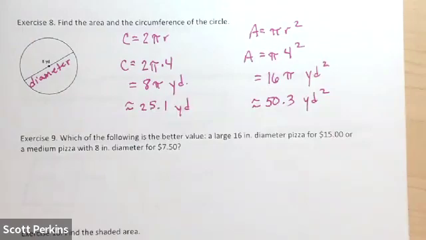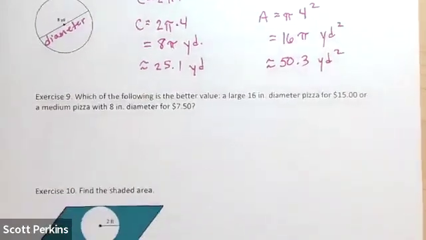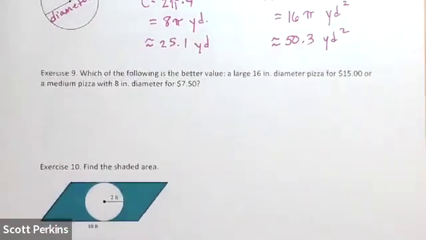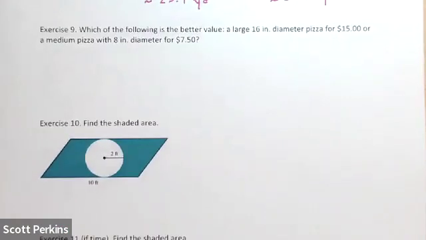All right, so exercise 9 is just kind of a little application problem just to practice finding the areas of circles. So exercise 9 says, okay, which one's the better deal? You're going to Domino's and there's two specials. There's a large 16-inch diameter pizza for $15 or a medium 8-inch diameter for $7.50. Okay, so you're going to tell me which one's the better deal.